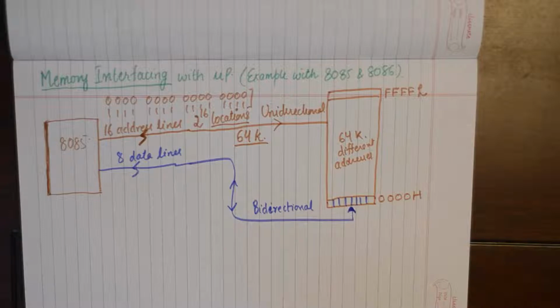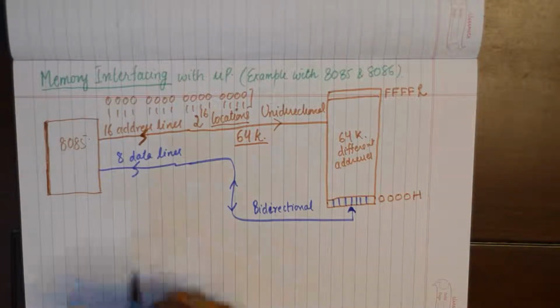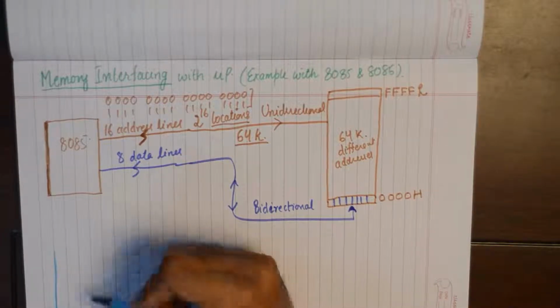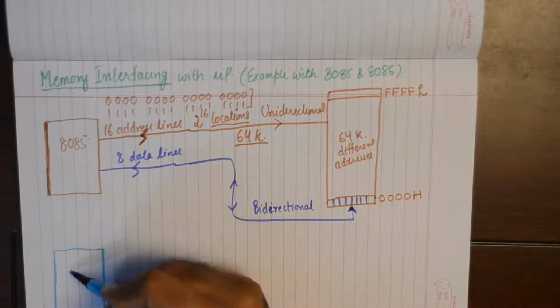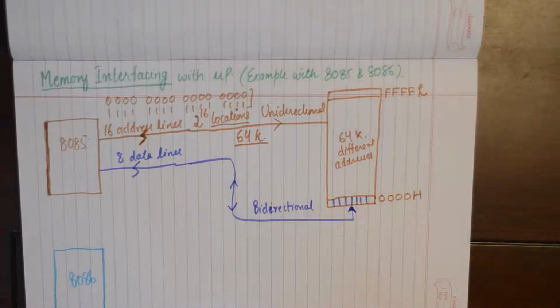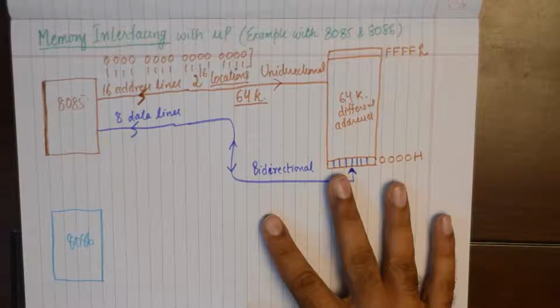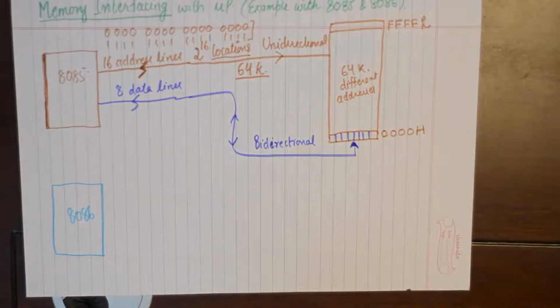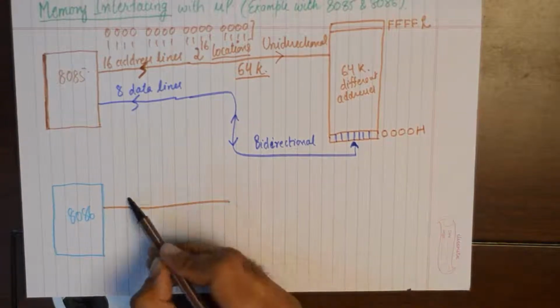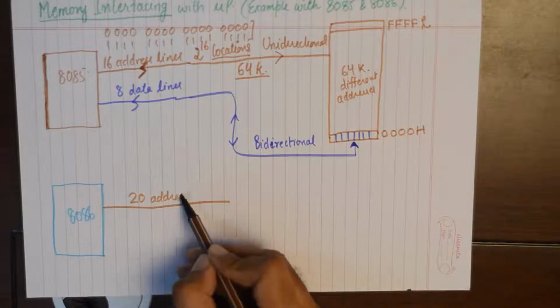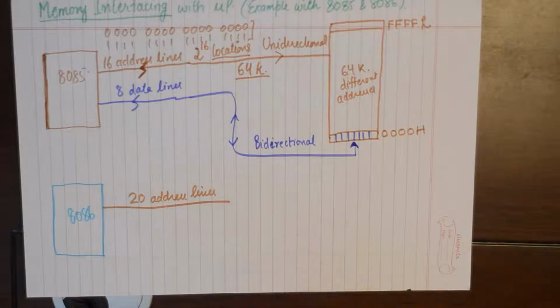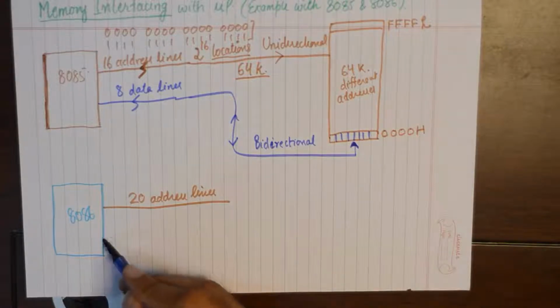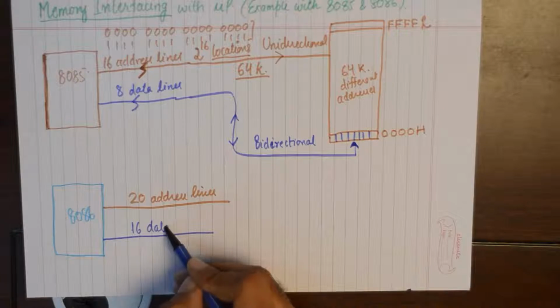Now if we extrapolate this concept to our second microprocessor, which is the 8086, I assume that you already know that the 8086 has 20 address lines and 16 data lines.